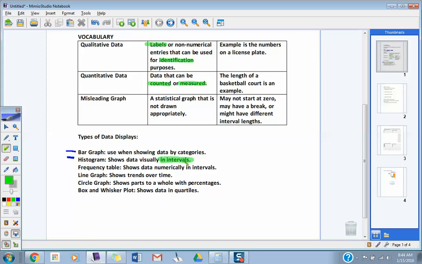Intervals, okay. And I'm going to highlight the parts that are important. Bar graph. When a bar graph is used, you're showing data by categories. Which categories are you representing? Okay. Frequency table. We know what a frequency table is.